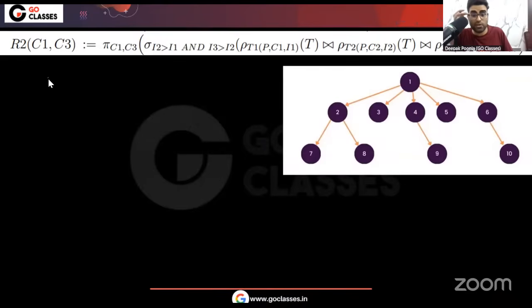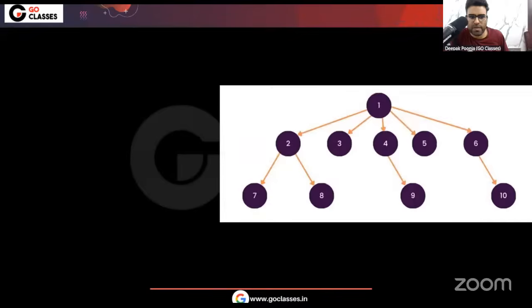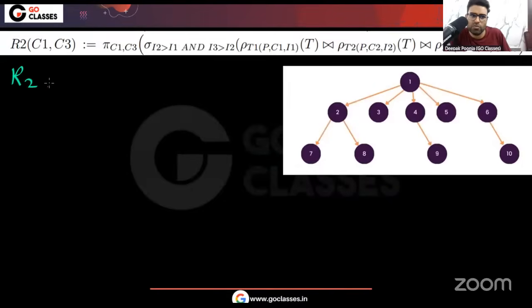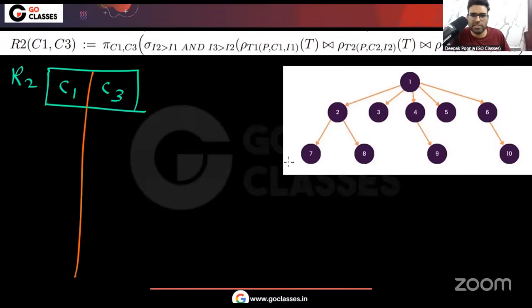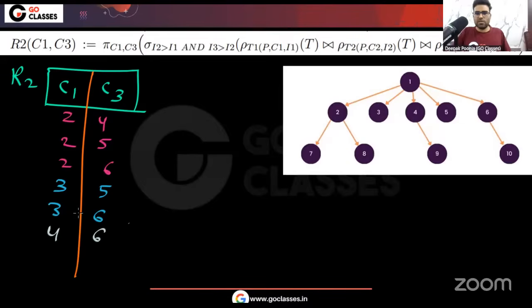So from your understanding, how many tuples are there in R2? In this R2, C1, C3, you can see. Very simple. There will be 2 4, 2 5, 2 6. What else do we have? We have 3 5, 3 6. What else? We have 4 6. Okay, that's it.